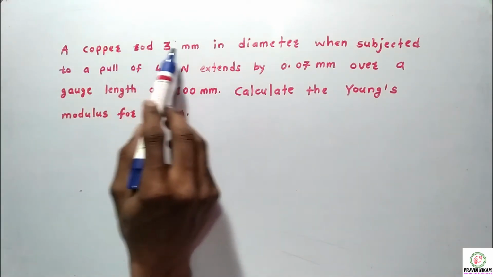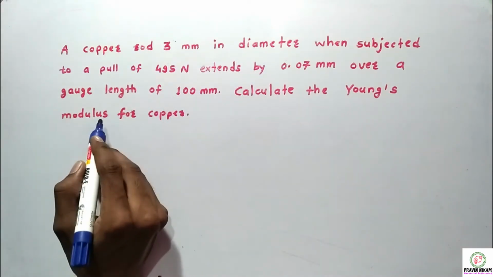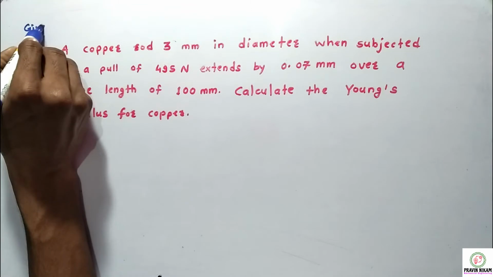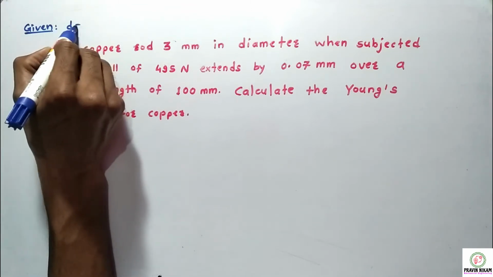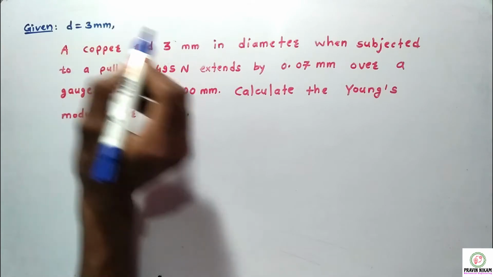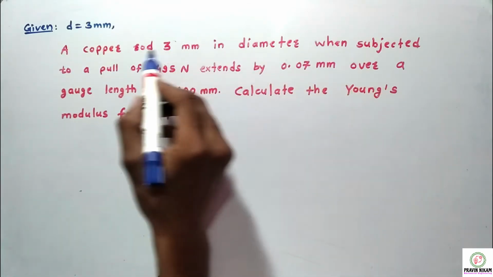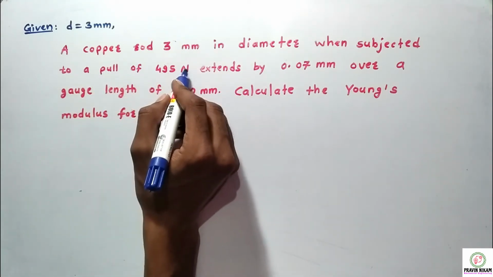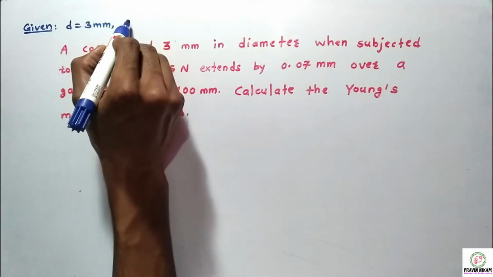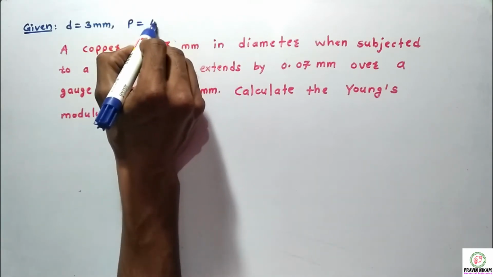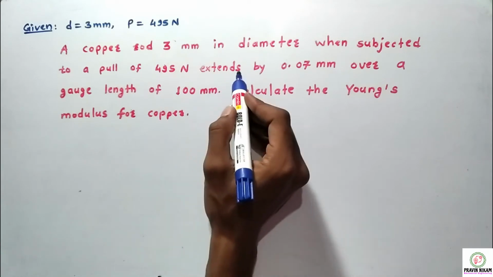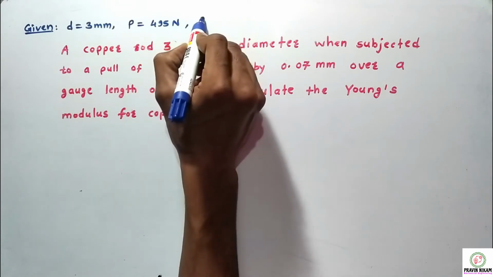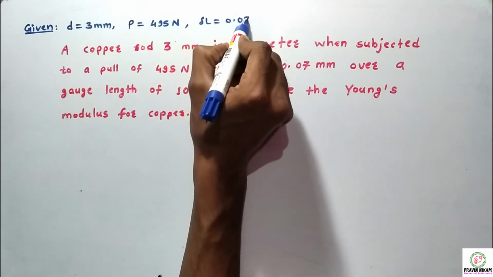A copper rod 3 mm in diameter, the diameter is given, that is small d. So here given is small d, the diameter, which is 3 mm. Then a copper rod 3 mm in diameter is subjected to a pull of 495 Newton. Pull means force is given, so P is equal to 495 Newton. It extends by 0.07 mm. Extends by means delta L is given, 0.07 mm.